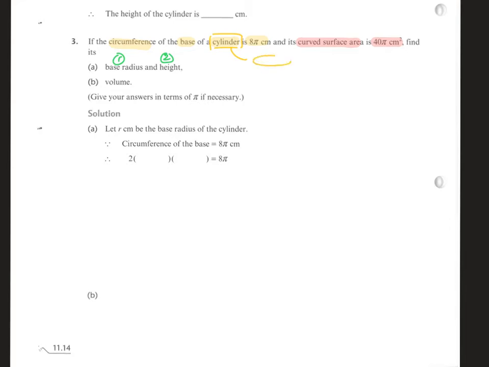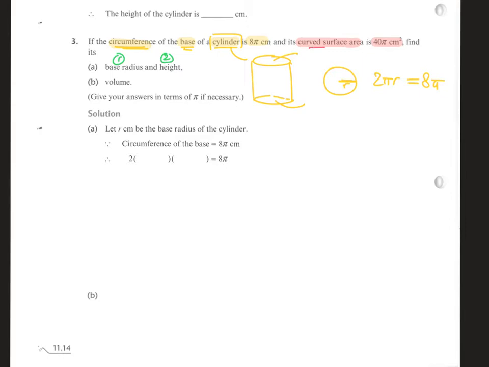What does that mean? The cylinder will be in this shape. Base, it can be the upper base or lower base, but by the way, it's just a circle. And now it tells you the circumference. That means it's 2 pi r. The radius is not known yet. That means it tells you 2 pi r is 8 pi. And this is the hint how you can find the base radius in part A.